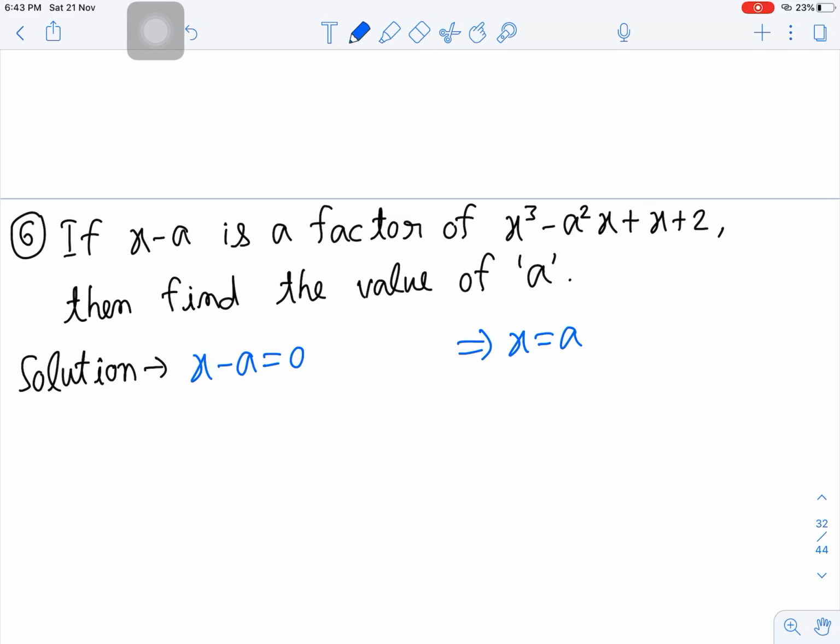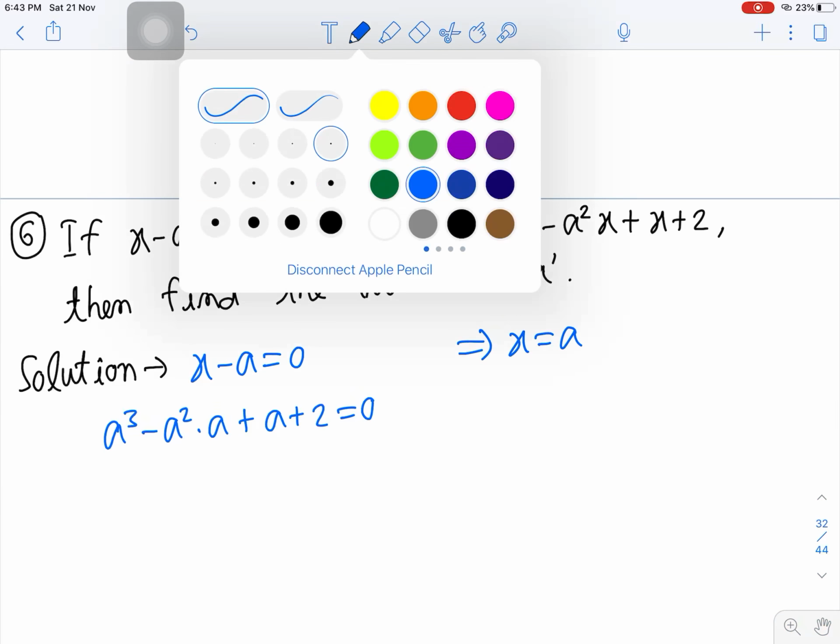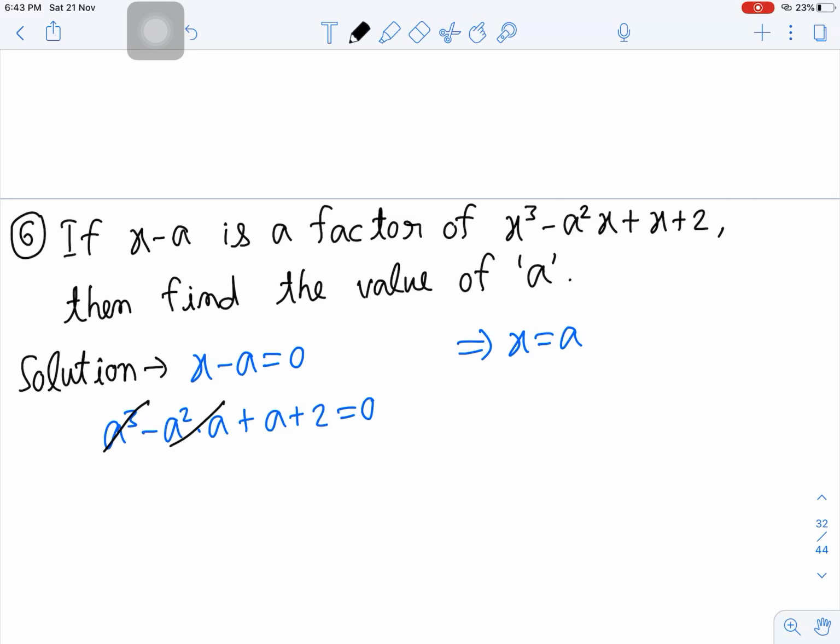So when you substitute x equal to a, you will get a cube minus a square into a plus 2 equals 0. So this is nothing but minus a square into a, it is a cube. So a cube minus a cube will get cancelled. And then you will get a equal to minus 2. So that is the answer.